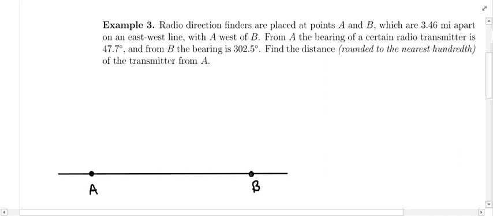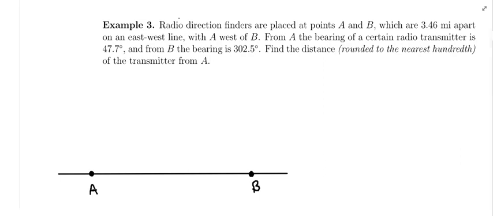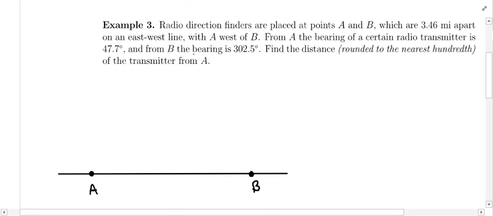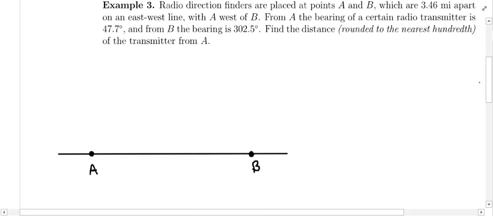So let's focus on the bearings. We have 2 bearings, and let's focus on A first. It says radio detection finders are placed at points A and B, which are 3.46 miles apart. Let's put that information on there because we haven't done that yet. So the distance between these 2 points is going to be 3.46 miles. Okay, so we know that.